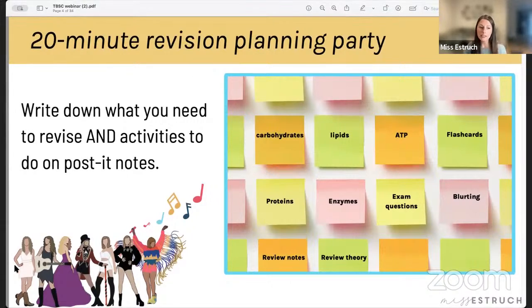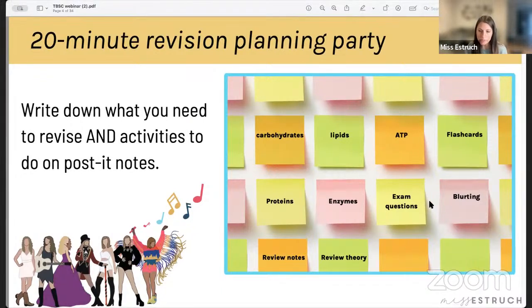But what makes it a party? Very simply, you're going to be playing some loud music with it. My personal choice would probably be a bit of Taylor Swift, maybe some of the upbeat songs, if I'm trying to get revved up and motivated for a revision planning party by myself. Let me know in the chat box, what would your choice of music be for a 20-minute revision planning party?